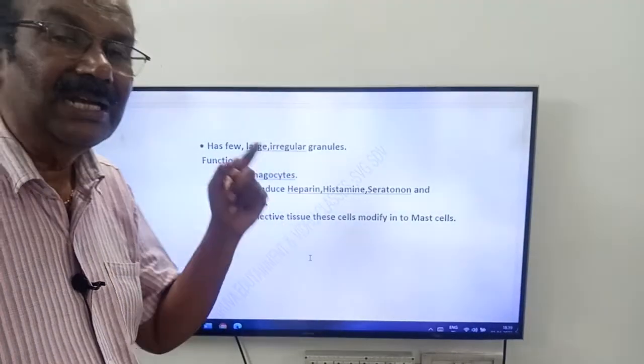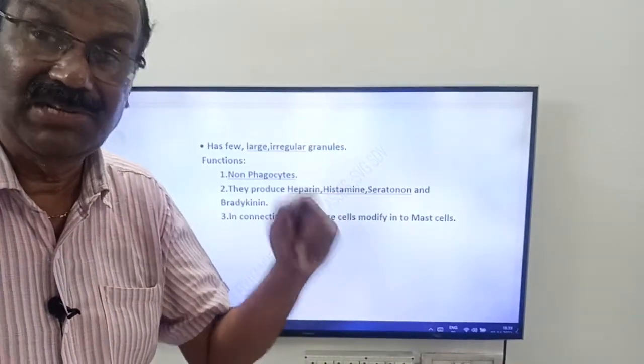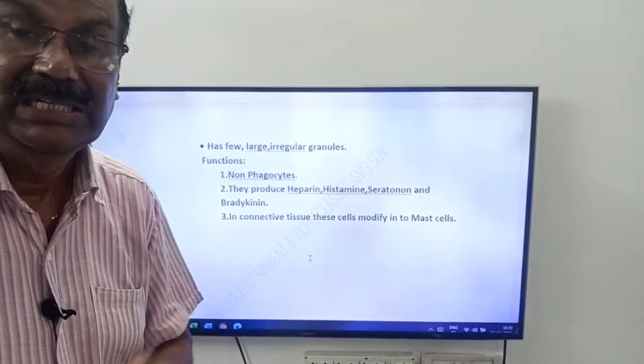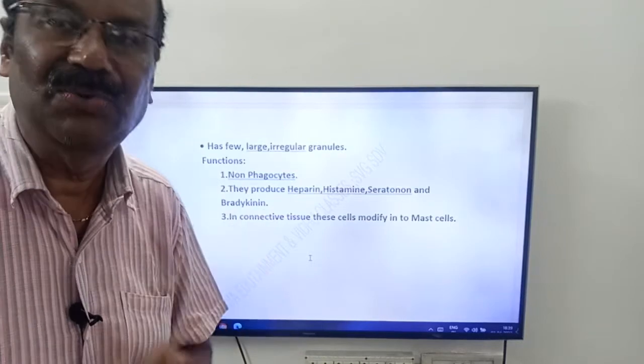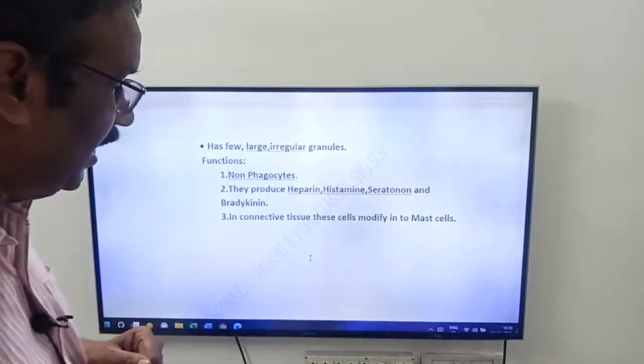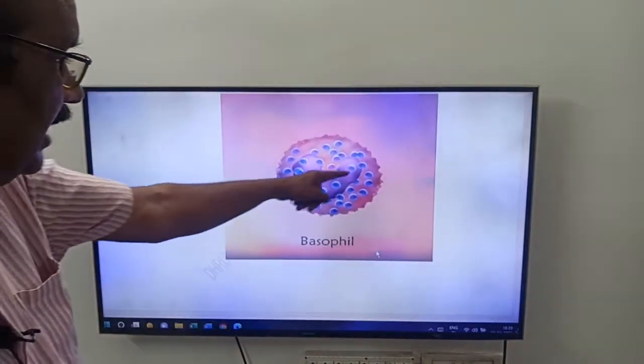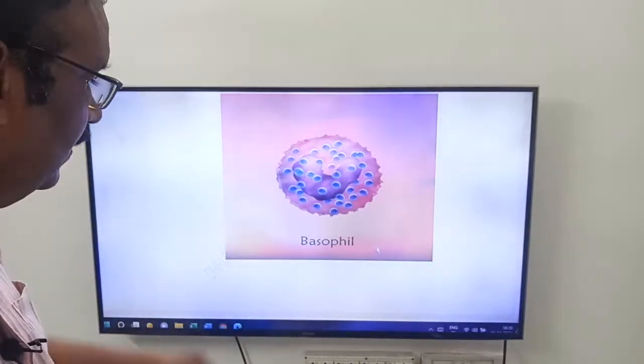In the connective tissue, these basophils are modified into mast cells. We discussed the connective tissue, friends. In the connective tissue, these basophils are modified into what, friends? Mast cells. Okay, friends. Now see, this is a basophil. It has 2 to 3 lobes and large granules.